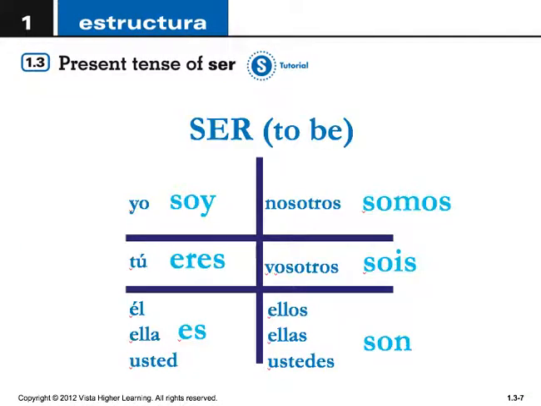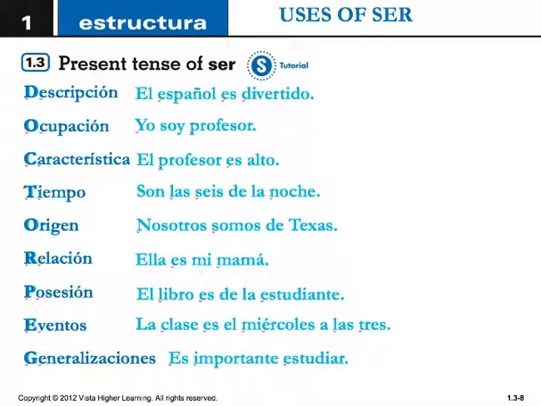I prefer to look at it in this chart as it helps me remember where things are. Yo soy, tú eres, él, ella, usted es, nosotros somos, vosotros sois, ellos, ellas, ustedes son. Some of the uses of ser can be made up with this little acronym right here, DR. PEG. And I have some examples here.